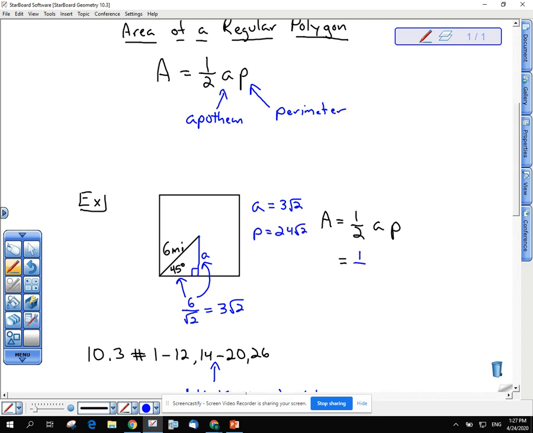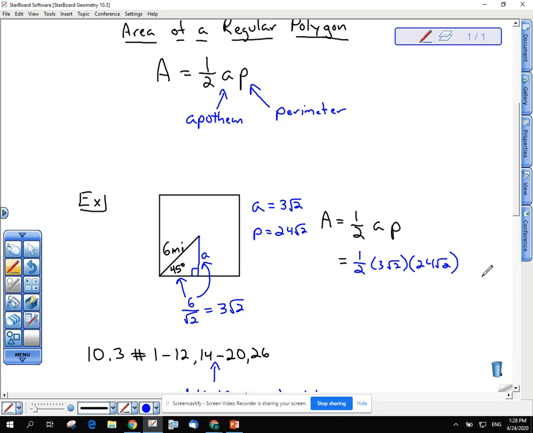Okay, so let's plug all that in. Half of 3 root 2 times 24 root 2. Please realize that this is one continuous multiplication. It's a half times 3 times root 2 times 24 times root 2. All of those things are being multiplied. Now let me ask you a question. What's the square root of 2 times the square root of 2?